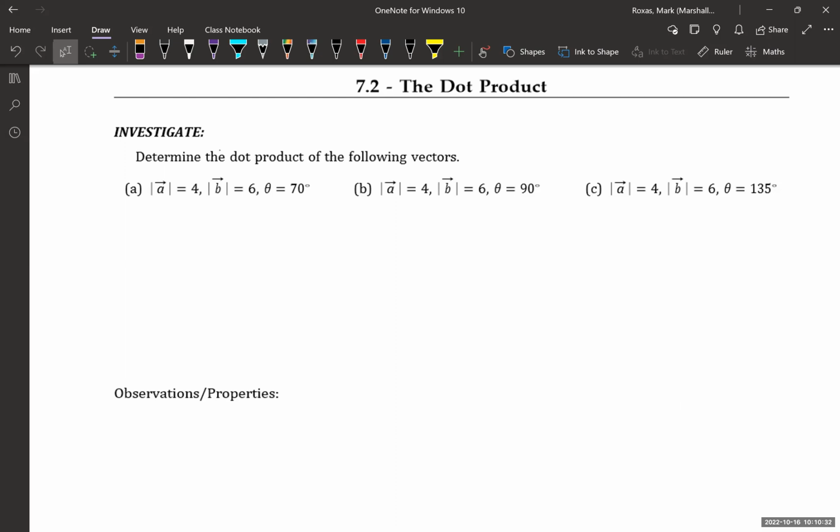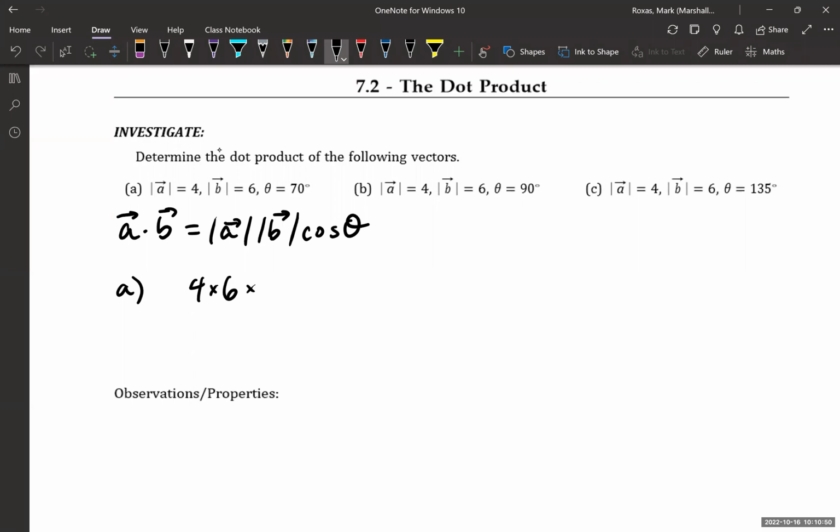Okay, hopefully you've had a chance to get the answers here. So remember, we have A dot B equals the magnitude of A times the magnitude of B times the cosine of the angle between them. So for the first one, for A, we're going to have 4 times 6 times cosine of 70, and so that is 8.2.